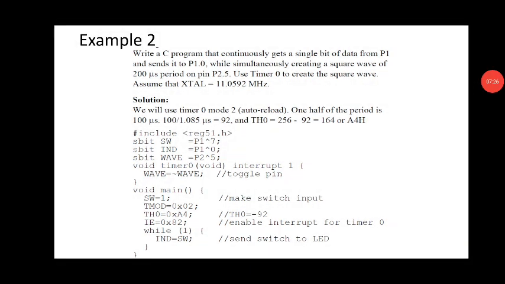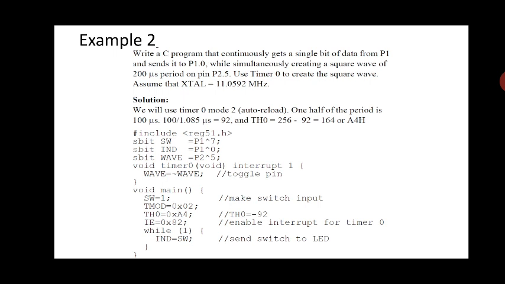Now look at the program. How will we solve it? Write a C program that continuously gets a single bit of data from port P1 and sends it to P1.0, while simultaneously creating a square wave of 200 microsecond period on pin P2.5 by using timer 0. Assume a crystal oscillator of 11.0592 megahertz.